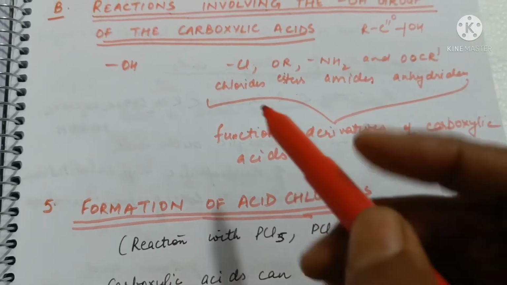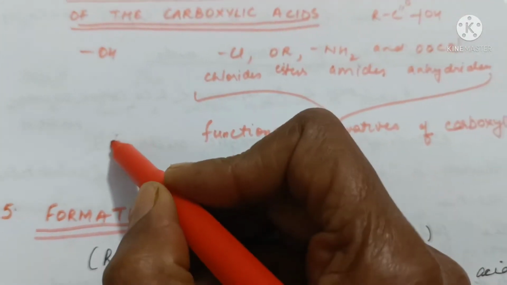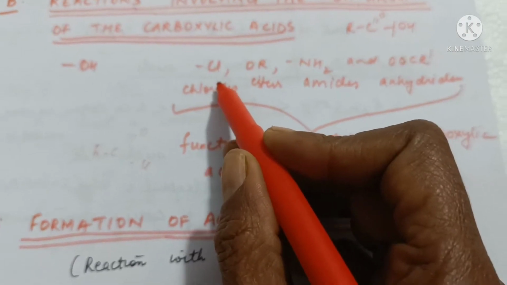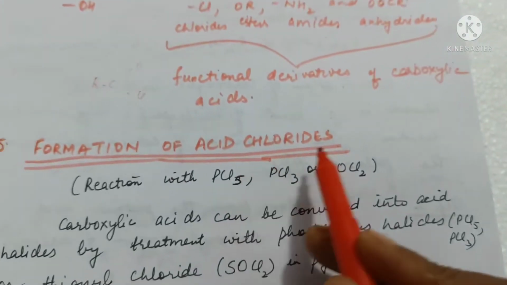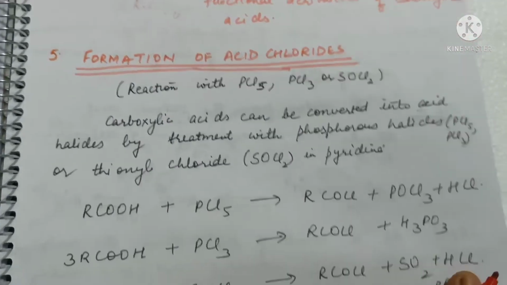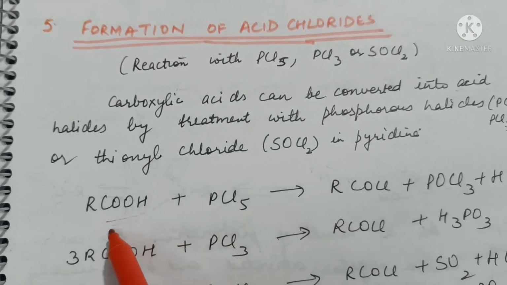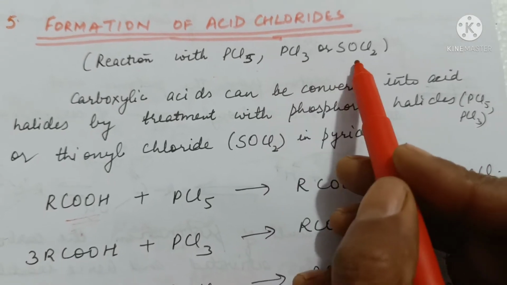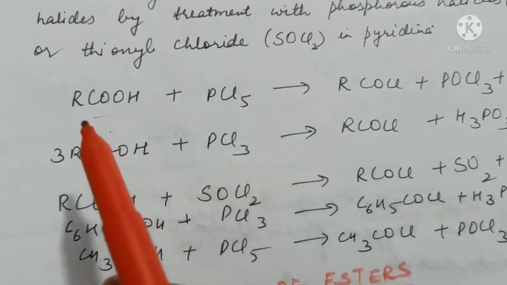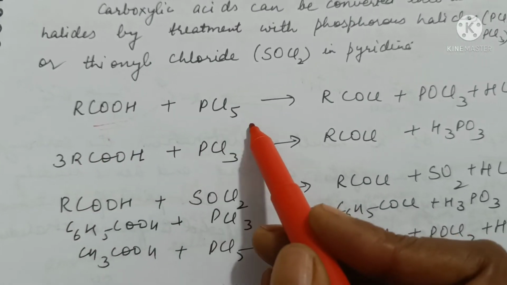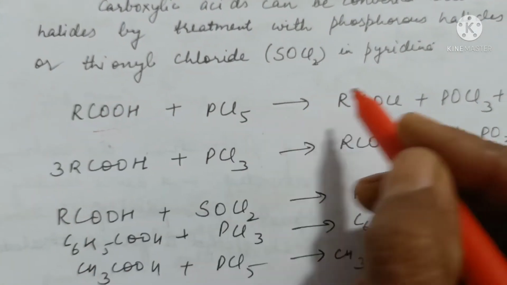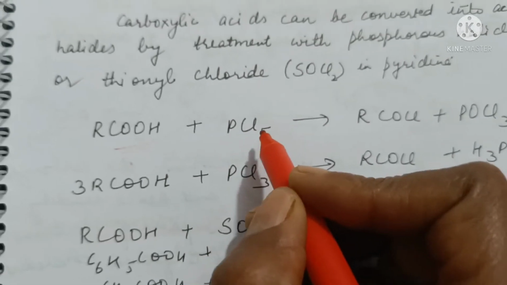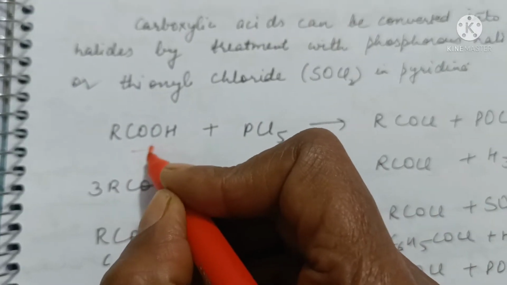First is formation of RCOCl. OH is replaced by Cl. This is acid chloride. So acid chloride can be formed from carboxylic acid by reaction with phosphorus pentachloride, phosphorus trichloride, or thionyl chloride. So carboxylic acid plus phosphorus pentachloride will form RCOCl plus POCl3 plus HCl.